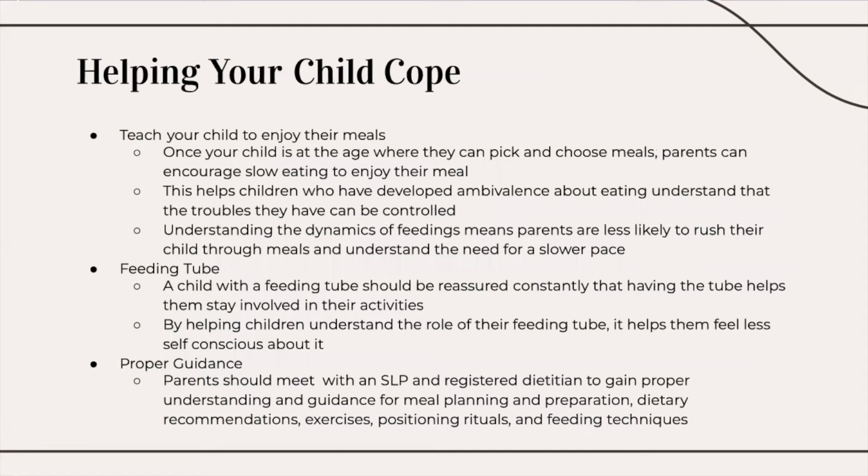Helping your child cope. So teach your child to enjoy their meals. Once your child is at an age where they can pick and choose their meals, parents can encourage slow eating. This helps children who have developed ambivalence about eating understand the troubles they have can be controlled. And understanding the dynamics of feeding means parents are less likely to rush their child through meals and understand that their child has a need for a slower pace when eating.